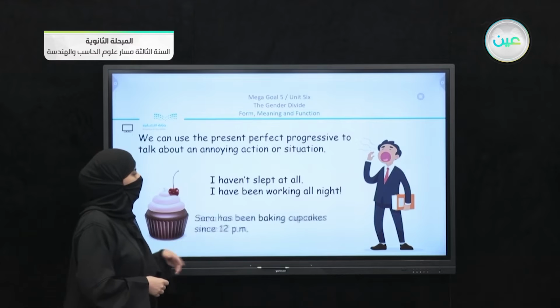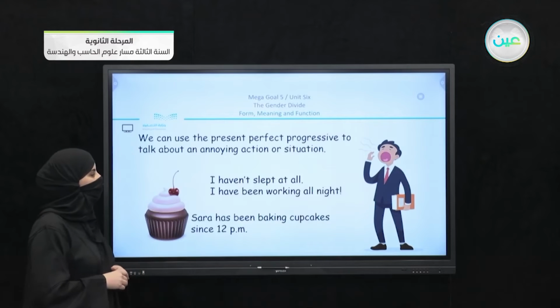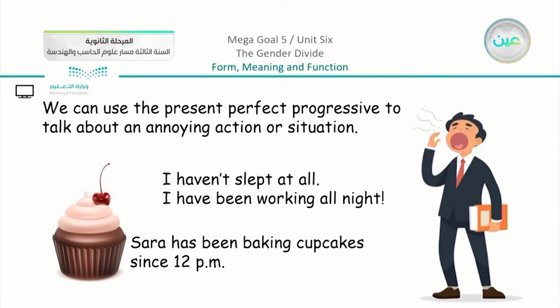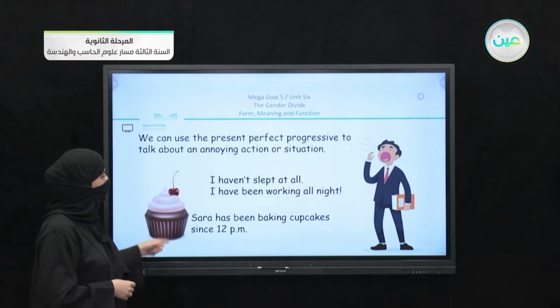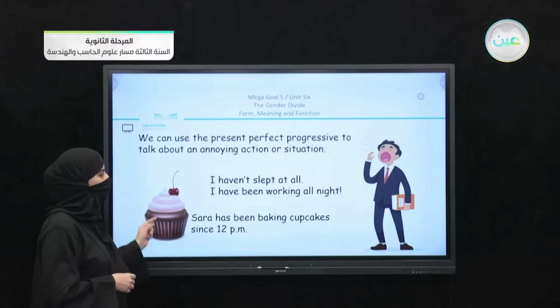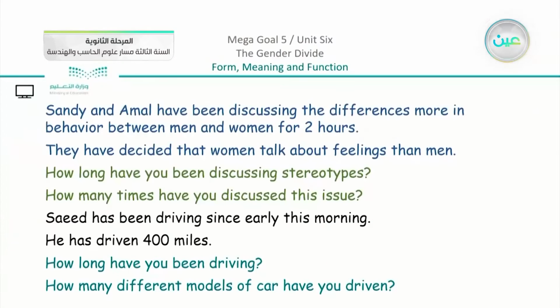Another example here, we can say that Sarah has been baking cupcakes since 12 p.m. We have here Sarah is singular. We have "has been baking," and we are focusing on time, and we have the time, of course, mentioned, which is 12 p.m. Now, if you focus on the second sentence, we can see that we have here "since 12 p.m." So we can see other examples here, and just keep in mind the word "since" that we have in the first example.